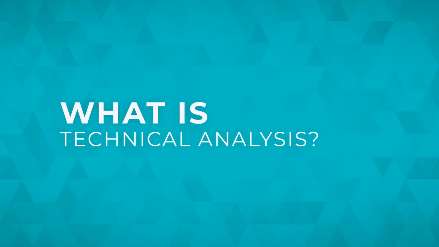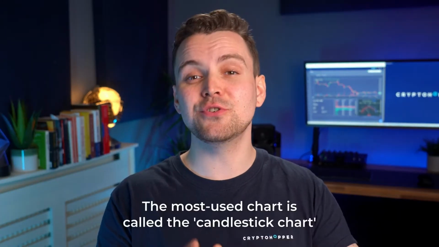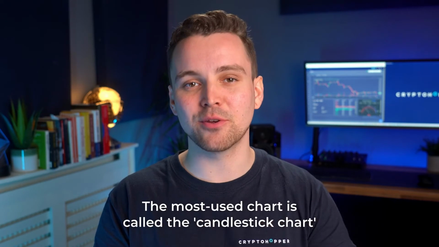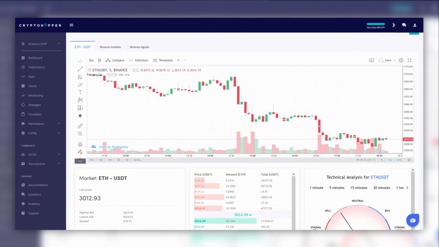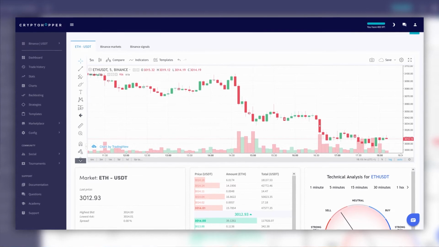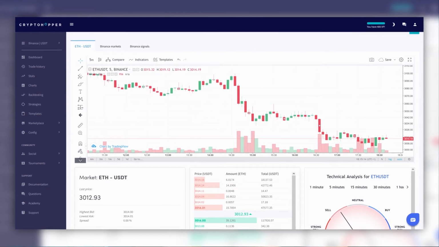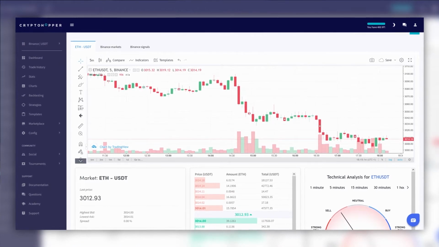Technical analysis deals primarily with looking at a chart and predicting the future based on the information you have. The most used chart, and the one we use here on Cryptohopper, is called the candlestick chart. A candlestick chart is made up of, well, candles. Each of these green and red objects displayed are called candles. In this instance, each candle represents one day, but they can represent any time frame you choose.